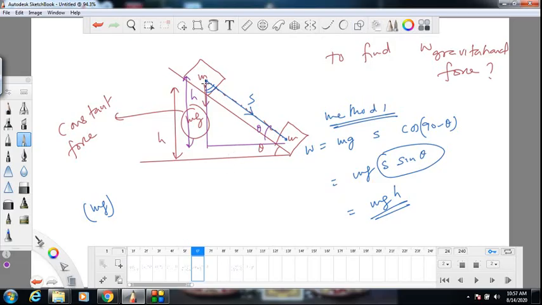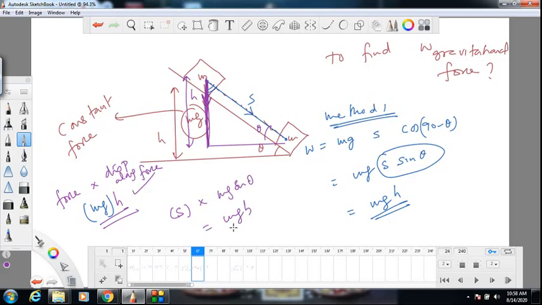So force is mg. You are splitting this displacement into vertical and horizontal. Force into displacement in the direction of force. Displacement in the direction of force is vertical displacement, which is directly h, because force is vertical, so you must take vertical displacement directly. That is the work done. No need to do anything. So I am using here force multiplied by displacement along force, or you can also do displacement multiplied by force along displacement, which is mg sin theta. Of course s sin theta is h, so it comes out to be mgh only.